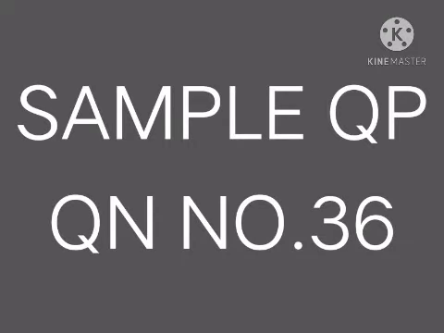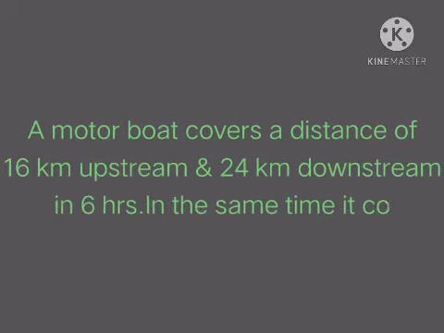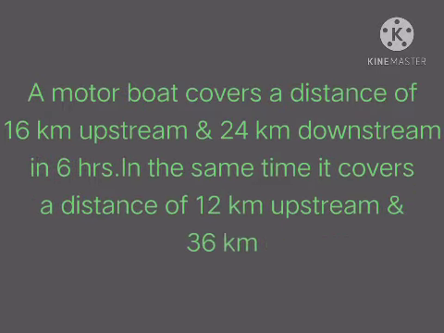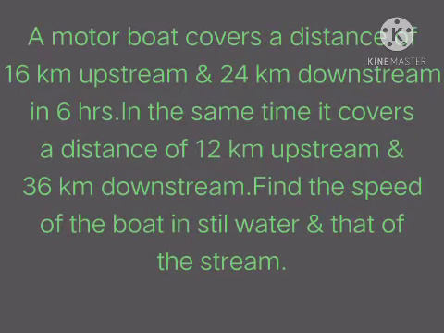Now question number 36. A motorboat covers a distance of 16 km upstream and 24 km downstream in 6 hours. In the same time, it covers a distance of 12 km upstream and 36 km downstream. Find the speed of the boat in still water and that of the stream.